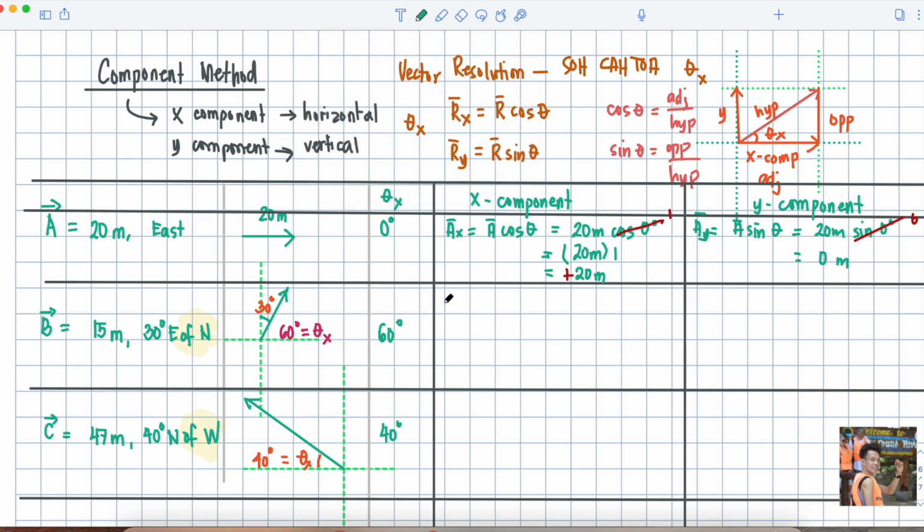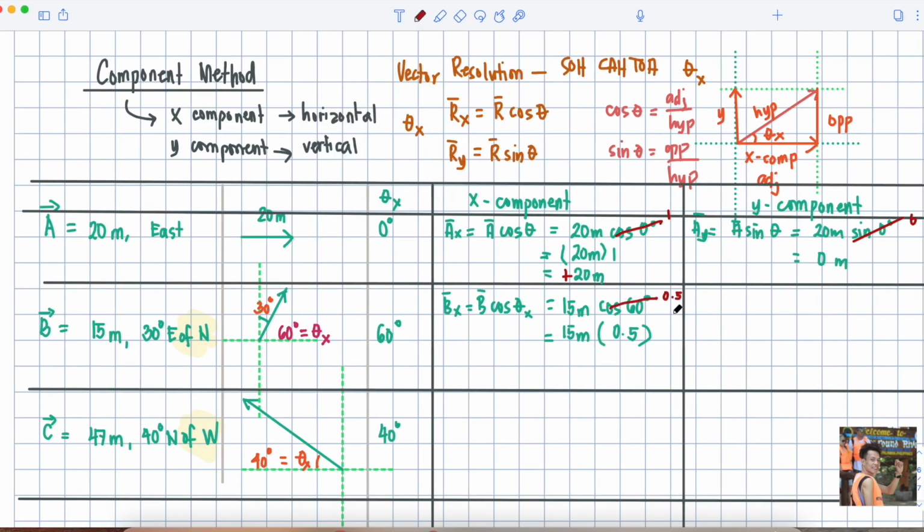Now let's proceed with vector B. Again, we use the formula Bx is equal to B cosine theta x. Substituting the values, we have 15 meters cosine of 60 degrees. And cosine 60 is 0.5. So that now is 15 meters times 0.5.